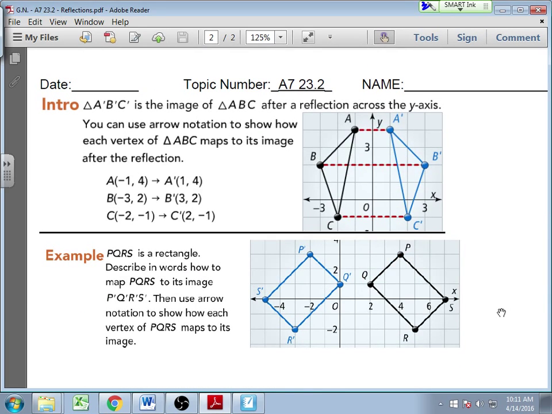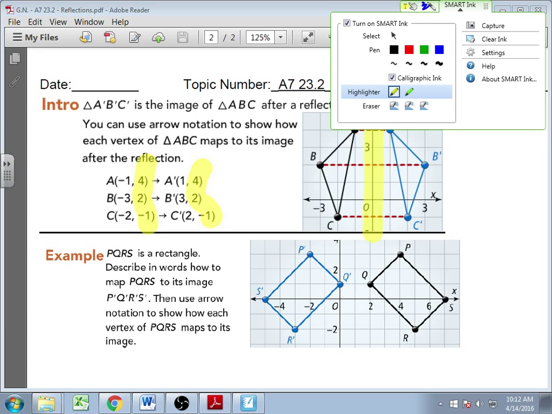So this is exactly what it's showing. Notice that whatever axis you're reflecting across, so we're reflecting across the y-axis here, right? What happens to my points? Do the y values change? If I'm looking at my points and I'm looking at the y values, do those change from the original to the new? No. So when I reflect across the y-axis, my y values stay the same.